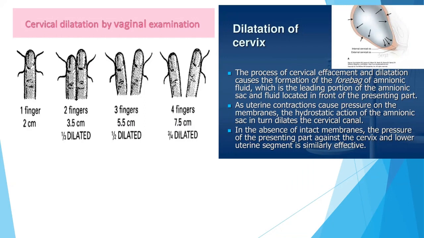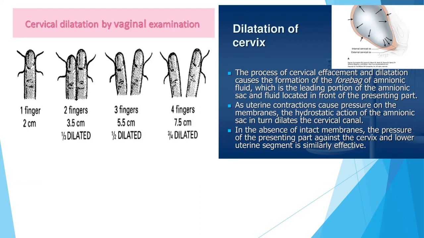So, cervical dilatation by vaginal examination. Whenever you are in the labor ward, you are asked to check the dilation of the female. The fully dilated cervix is 10 centimeters. You do not use a measuring scale to measure the dilation, but rather you use your fingers. When you can insert one finger in the cervix, it means the cervix is 2 centimeters dilated. When you can insert two fingers, it means it is 3.5 centimeters dilated. When you can insert three fingers, it means it is 5.5 centimeters dilated. When you can insert four fingers, it means it is 7.5 centimeters dilated. So, dilation of the cervix.